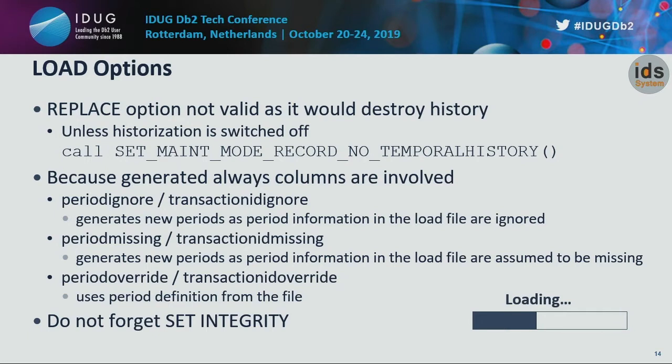And you have these options. You can ignore what's in the file. You can say, I don't have it in the file. Or you can say, keep what I override from the file, whatever is in your table. It is pretty much the same as the generated ignore, but it's called period override, or missing, and transaction missing, and so on. Okay? So these are just modifiers, options you have to use with your load command if you do temporal tables. And don't forget your set integrity. You will need it. Okay, any questions so far?